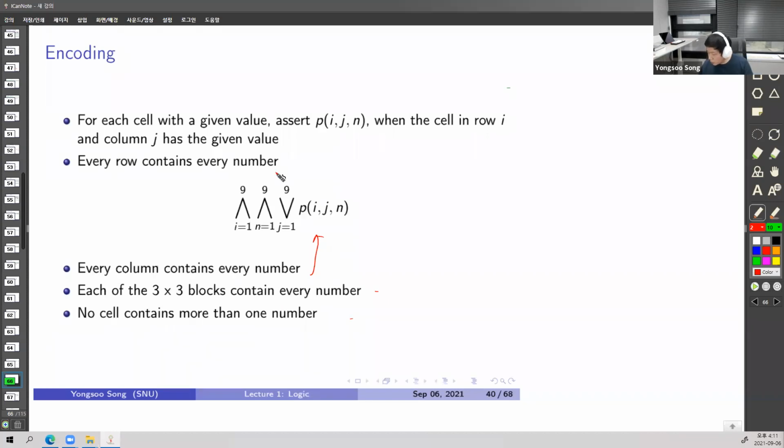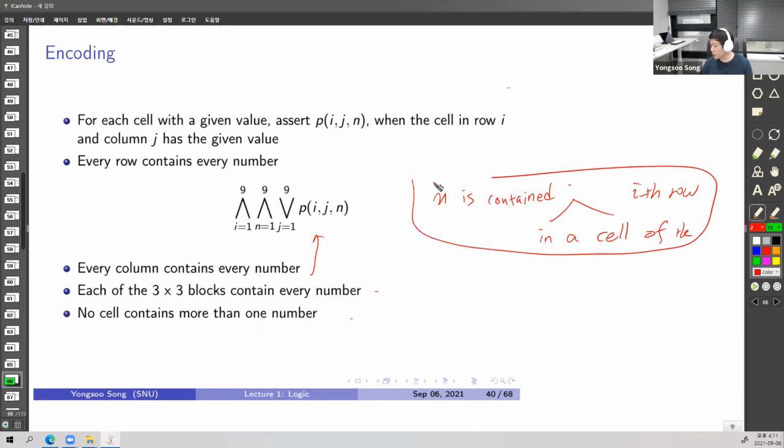So, okay. What I am doing here is that n is contained in a cell of the ice law. So this is the proposition I want to represent.